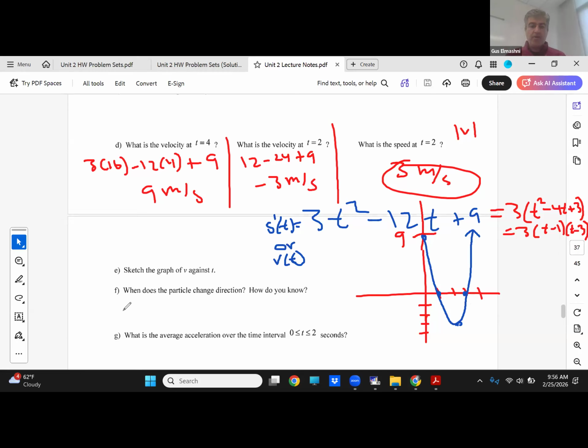So when does the particle change direction? At t equals 1 and t equals 3. And how do you know? That's because velocity is 0. That's how you know. We say you're at rest at velocity equals 0. Also, velocity changes sign there too, right?